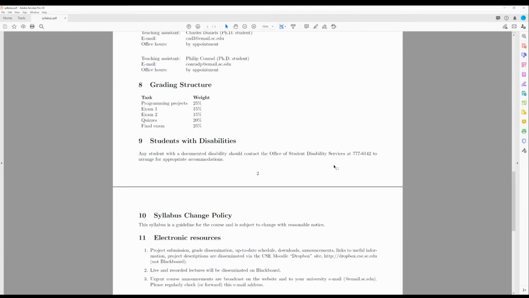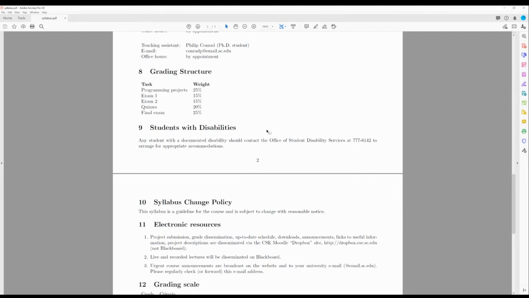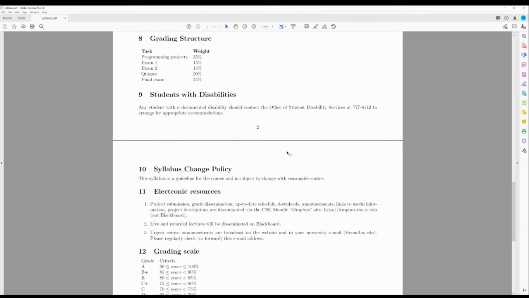But the exams, we expect exam 1 will be the week of February 22nd. Exam 2 will be the week of March 5th, and the final, as I mentioned, is set for April 30th. And the weights of each of these is listed there in section 8 on the syllabus. If you have any documented disability, please contact the Office of Student Disability Services, and they can arrange for appropriate accommodations.